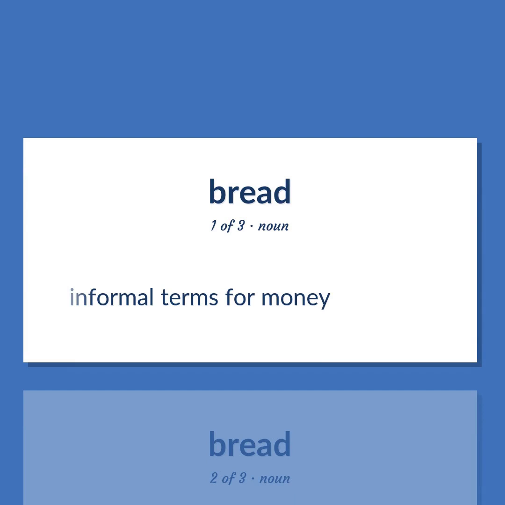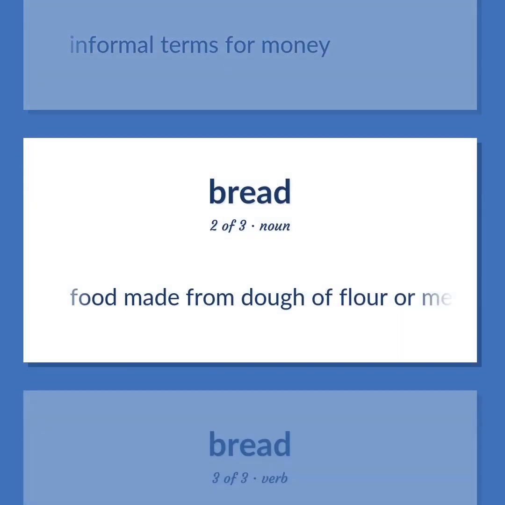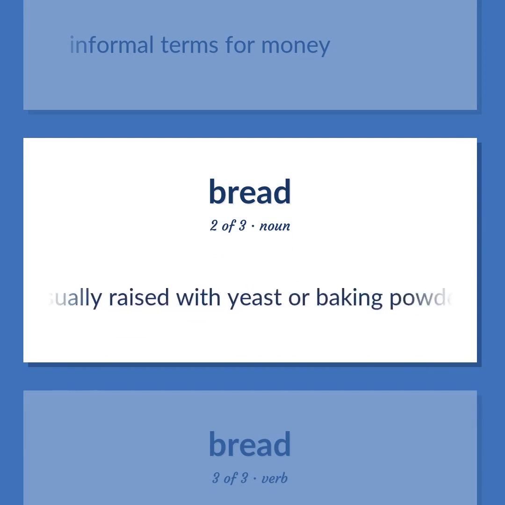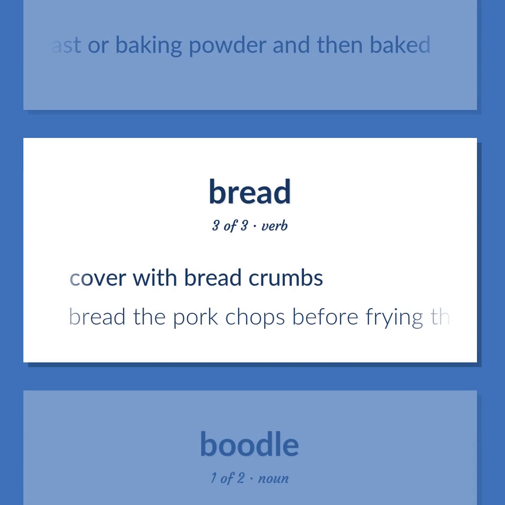Informal terms for money. Food made from dough of flour or meal and usually raised with yeast or baking powder and then baked. Cover with breadcrumbs. Bread the pork chops before frying them.